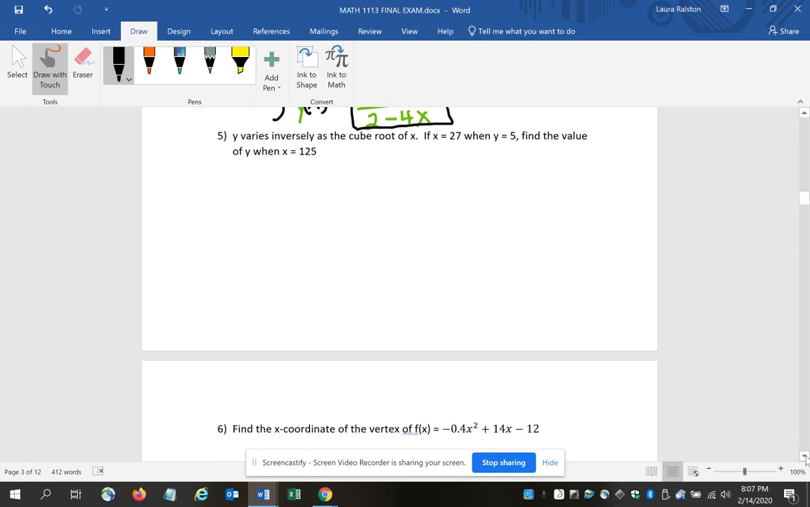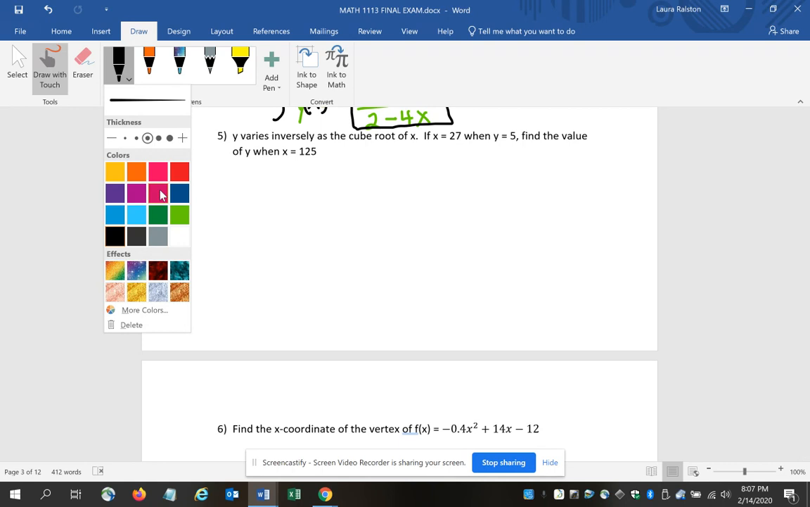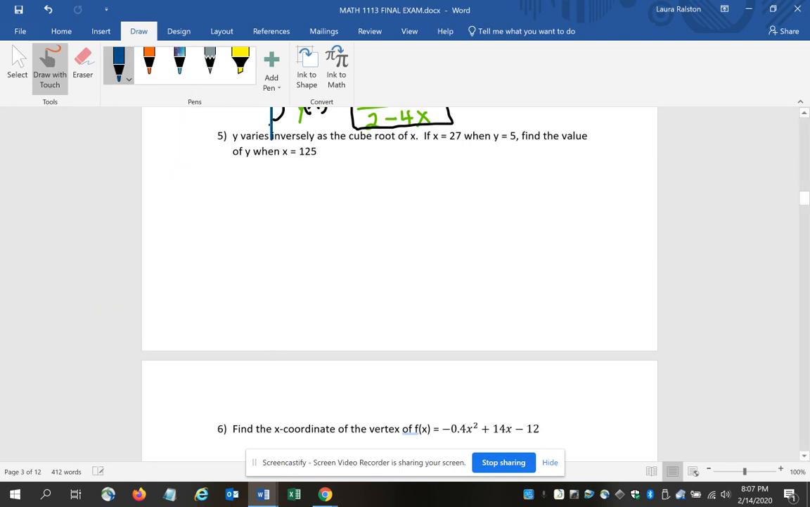All right, number 5 says y varies inversely as the cube root of x. If x is 27 when y is 5, find the value of y when x is 125. Well, when you start thinking about it, this phrase inversely tells me the formula that I need to use, and that may be something that you want to go back and look at, but the formula is y equals k over a generic x.